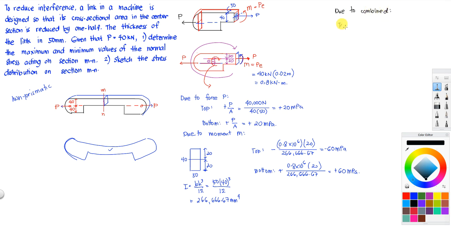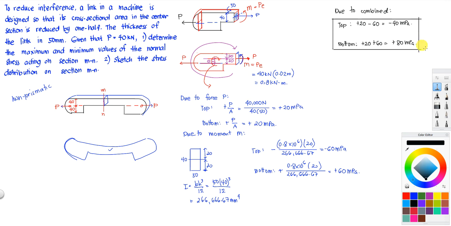we can have it as top and we can have it as bottom. Okay? So, sa top, meron akong positive 20 megapascal and then meron akong negative 60 megapascal. So, I have here negative 40 megapascal. Okay? And then on the bottom, I have here 20 megapascal and then another 60 megapascal. So you can have it as tension 80 megapascal. So this is now the stresses, the maximum and then the minimum stresses. Okay? So you can have these two.